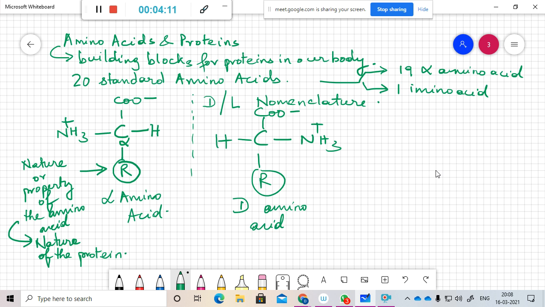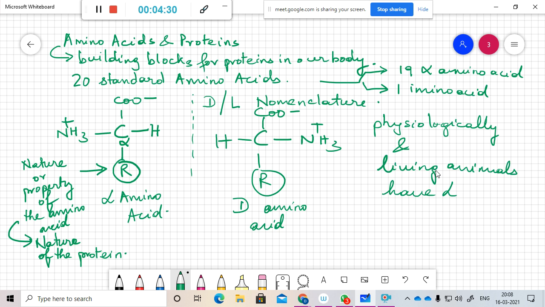In nature, physiologically, living animals have L amino acids. So all the amino acids, there are few exceptions, are basically L amino acids.